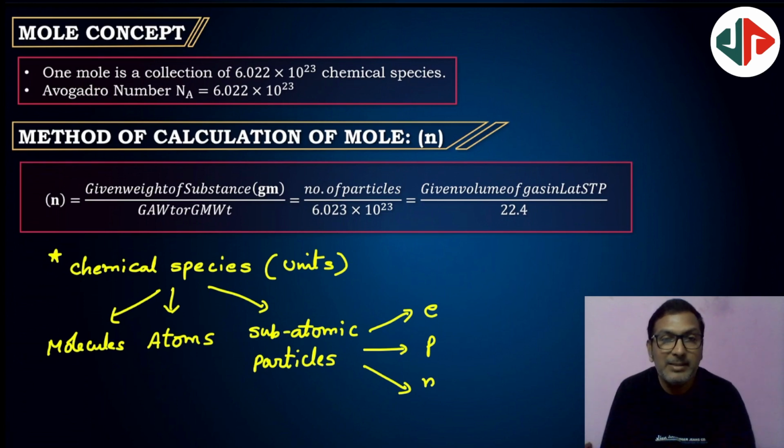Next, Avogadro's number is denoted with Na. 6.022 into 10 power 23 chemical units. Next, calculation of number of moles, small n. Number of moles equal to given weight in grams by gram molecular weight. Or in case of atoms, gram atomic weight. In case of molecules, gram molecular weight. Or number of particles given by Avogadro's number. Avogadro's number we can write 6.022 according to NCERT.